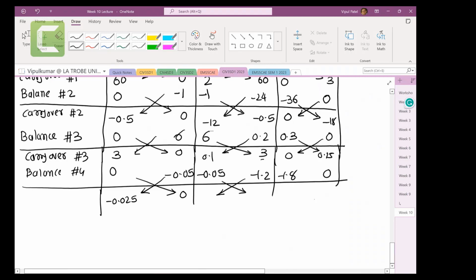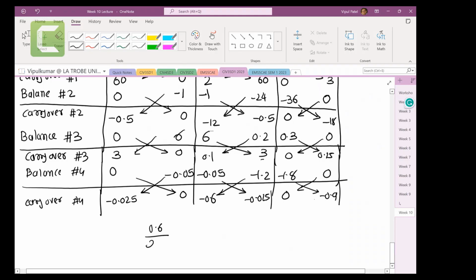1.2 times 0.5, you get minus 0.6. 0.5 times 0.5, you get minus 0.025. So 0 and 1.8 times 0.5, you get 0.9. Let's check. This is carryover 4. So this one is okay.